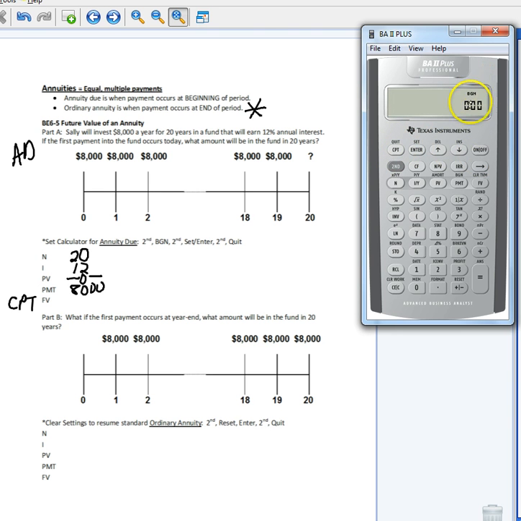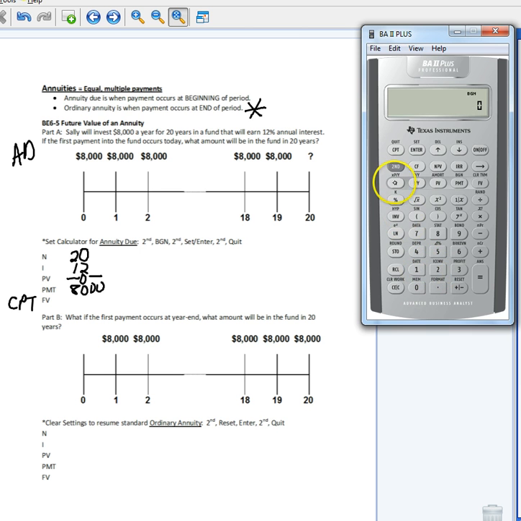Okay, notice now on your screen, BGN pops up, so that tells us it's anticipating a payment at the beginning of the period. And that's how you know your calculator is set for an annuity due. Now let's just enter what we have.